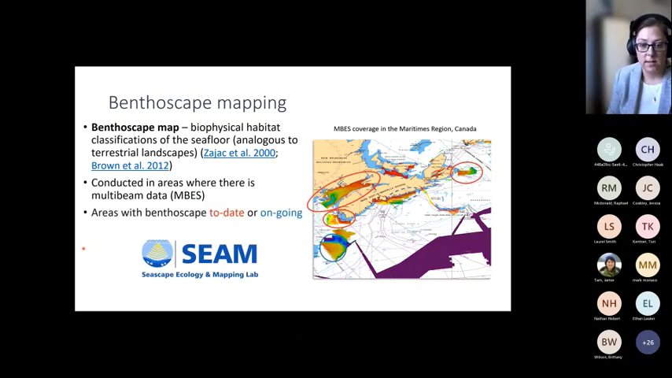So the areas that you see in red are areas where benthoscape maps have been derived, and areas in blue are ongoing benthoscape projects, with the Georges Bank benthoscape project slated to finish up in the spring of 2024. And the Eastern Shore Islands area is shown in the dashed line, since this is still in the exploratory beginning phases for if benthoscapes will proceed there. And I just want to mention that this work really wouldn't be possible without Dr. Craig Brown and his Seascape Ecology and Mapping Lab at Dalhousie University, with which we work very closely.